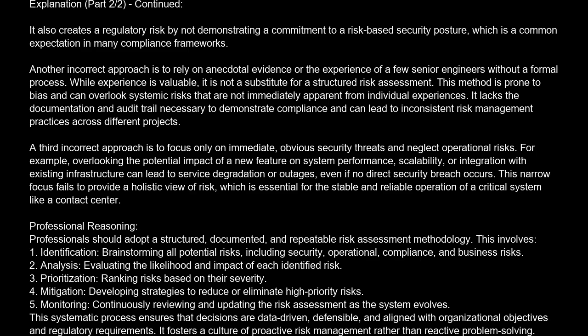This systematic process ensures that decisions are data-driven, defensible, and aligned with organizational objectives and regulatory requirements. It fosters a culture of proactive risk management rather than reactive problem solving.